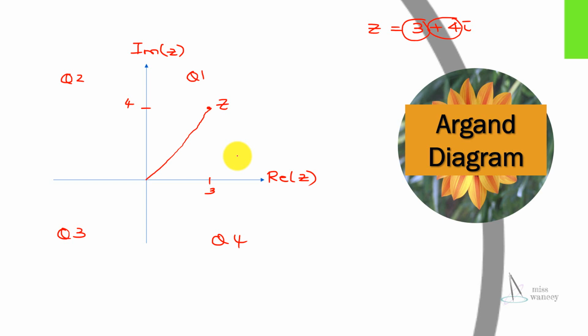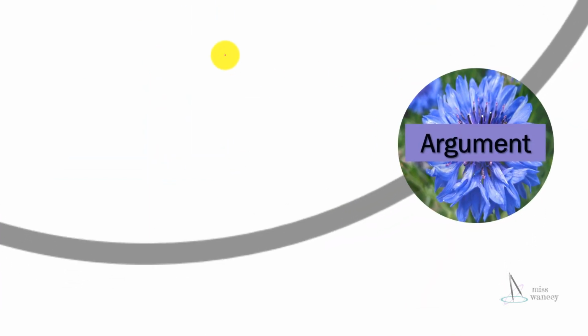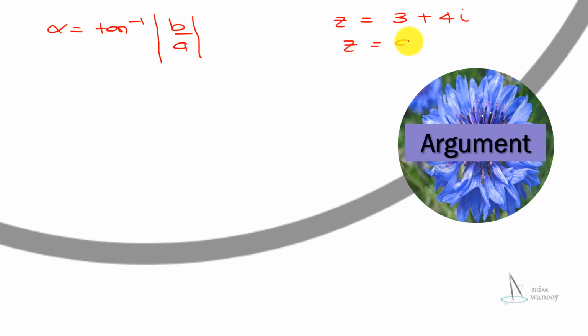Now let me proceed with the argument. Previously we drew our Argand diagram, and I can see that z is in the first quadrant. So firstly, let us calculate alpha. Alpha is equal to the arctangent of the modulus of b over a. Before this, we have z equals 3 plus 4i, so z is equal to a plus bi, which means b is 4 and a is 3. So alpha, the basic angle, is equal to arctangent of 4 over 3.